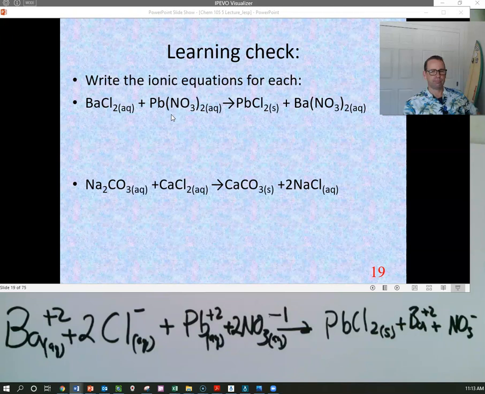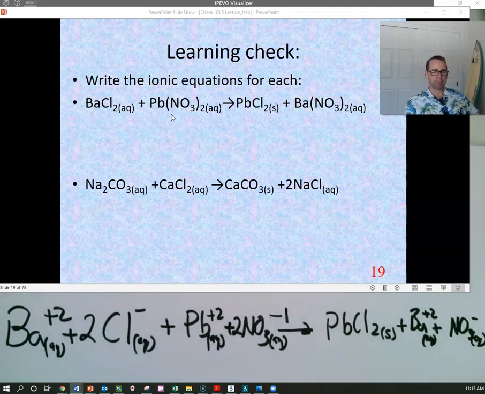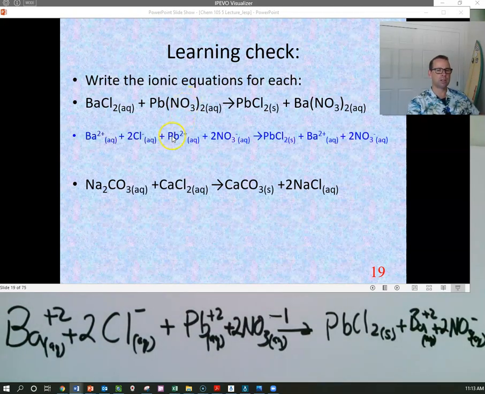Next, you need to add aqueous. Oh, good. Yep. Aqueous. Anything else? Oh wait, you need to put a 2 in front of the nitrate. Very good. Excellent job. So that is our ionic equation. NO3.